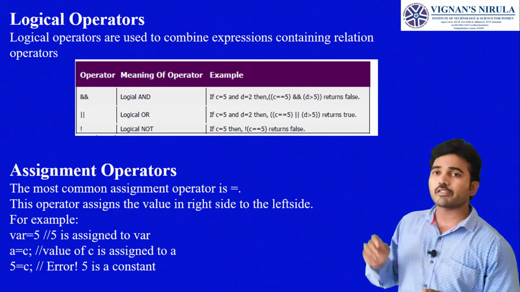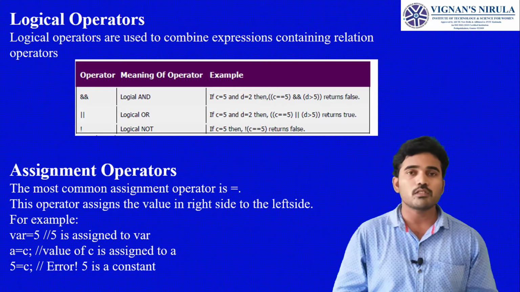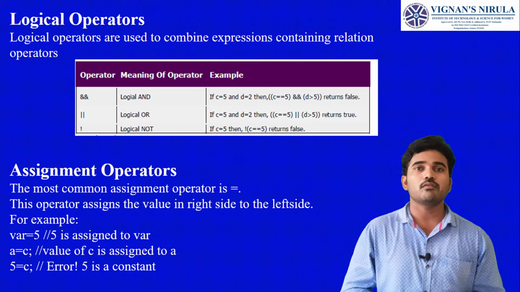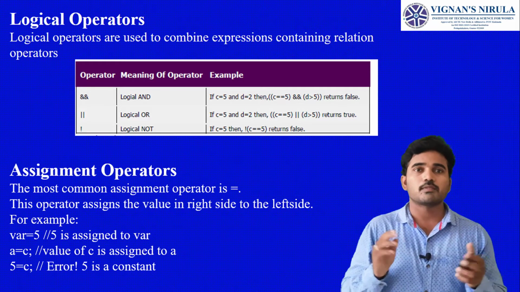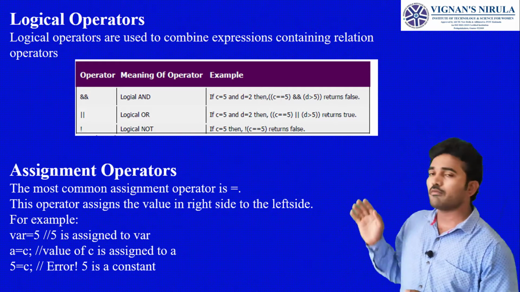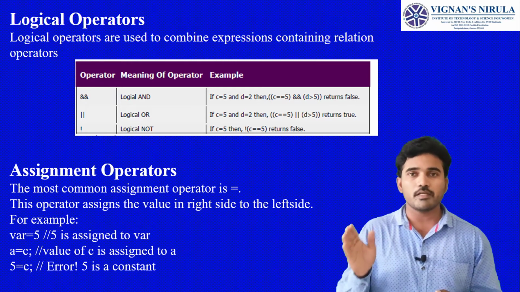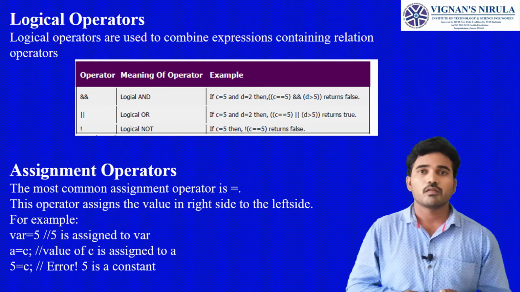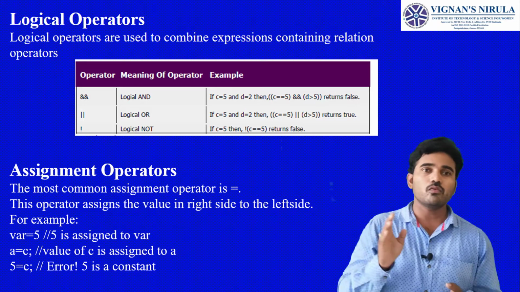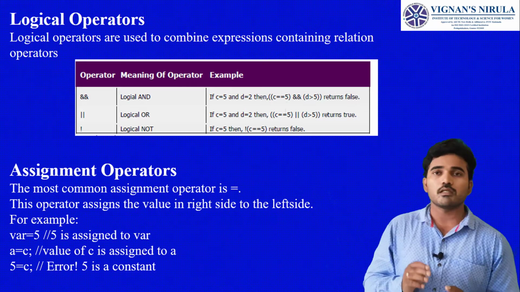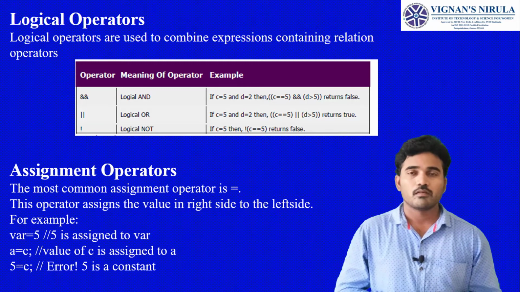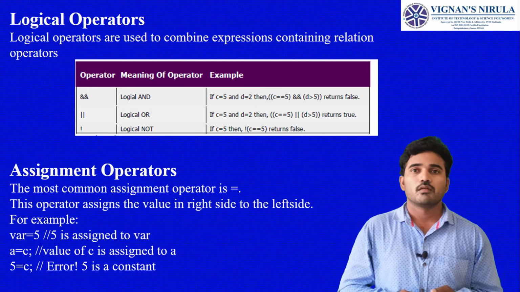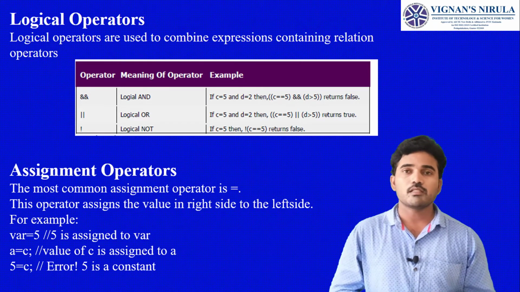Coming to the fourth operator, the assignment operator. The commonly used assignment operator is equals to, and this operator assigns the value on the right side to the left side. For example, see the example here: var a = 5. It means 5 is assigned to the variable a. And a = c means the value of c is assigned to a. Then 5 = c is not possible, you know about that one. Where you are assigning the value of c to a constant, that is not possible. It simply returns an error. That is the assignment operator.